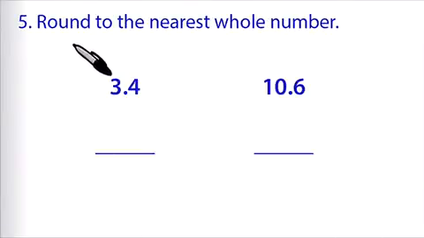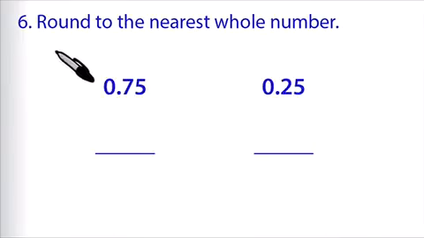For problem 5, we need to round to the nearest whole number. Remember, that's the same as rounding to the ones place. So that's this digit right here. So we need to look to the digit to its right. And that's a 4. So that means we round down. We'll just put 3 as the rounded version of 3.4. Here with 10.6, here's the target digit. We look to the digit to its right. It's a 6, so we round up to 11.